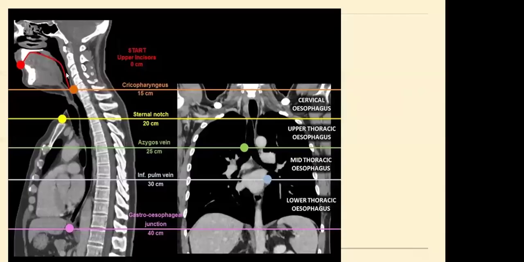ultrasound. It starts with the upper incisors at 0 centimeters, and that leads to the upper esophagus at 15 centimeters. And then you can continue down up to 40 centimeters from the upper incisors to reach the lower end of the esophagus. Any questions regarding the esophagus?